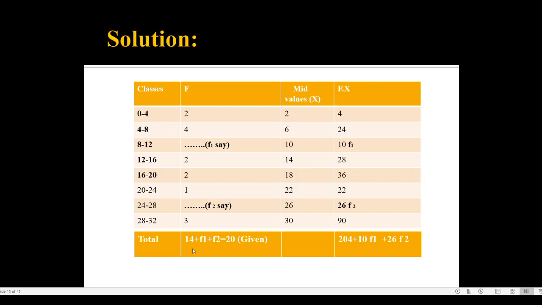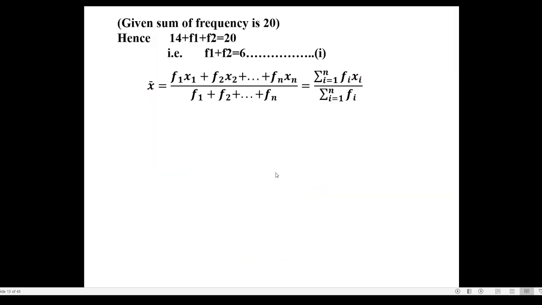Therefore, here summation f is 14 plus f1 plus f2, and the given sum of frequencies is 20. Therefore 14 plus f1 plus f2 is 20, and the sum of f into x is 204 plus 10 f1 plus 26 f2. Then we use these values in our formula and we can find the missing frequencies. From the first, as 14 plus f1 plus f2 is 20, therefore f1 plus f2 is equal to 20 minus 14, and 20 minus 14 is 6. Therefore our first equation is f1 plus f2 is equal to 6.